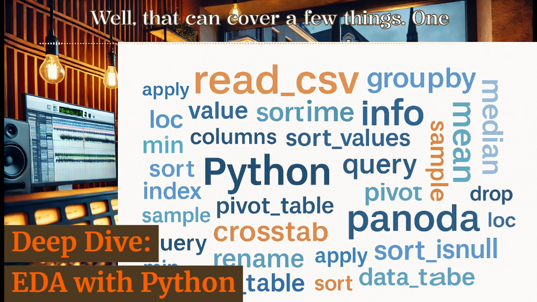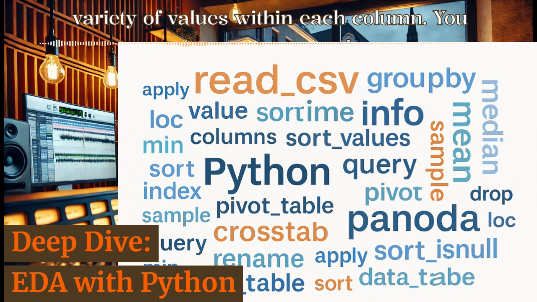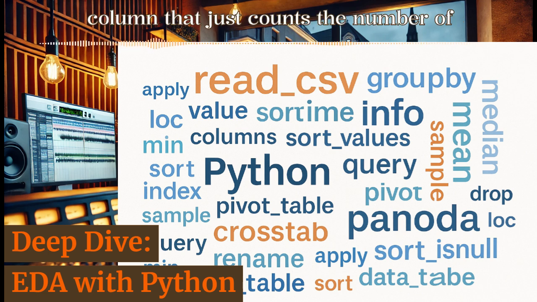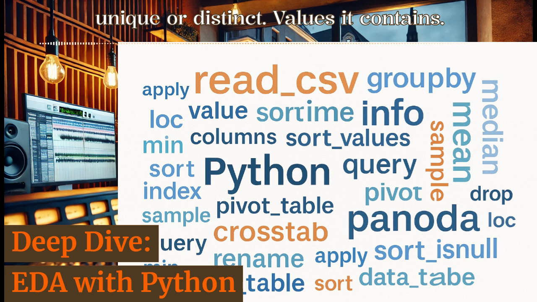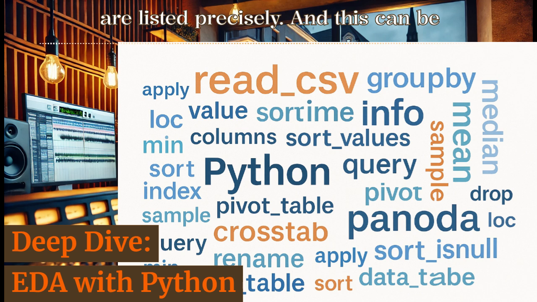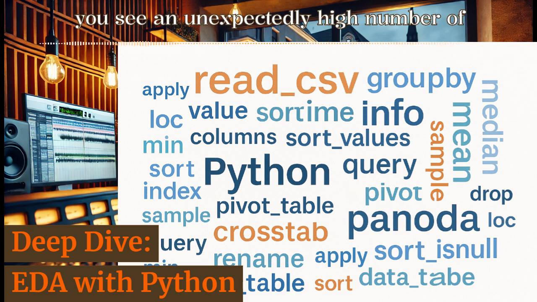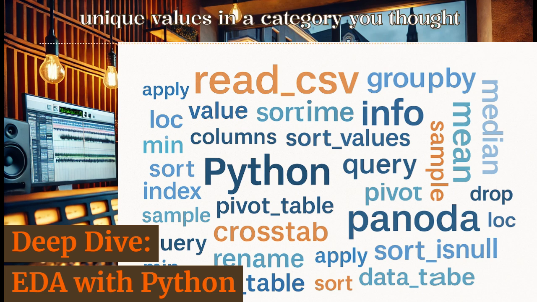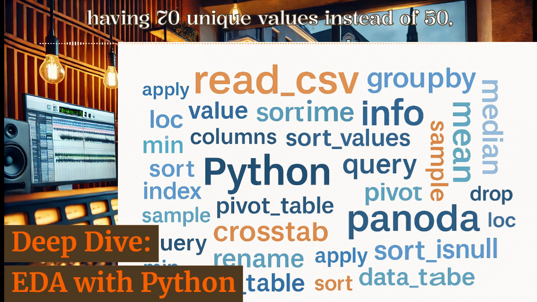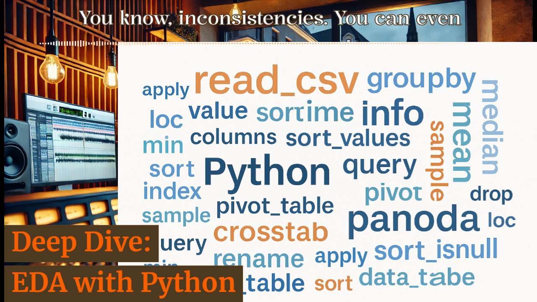Well, that can cover a few things. One important aspect is understanding the variety of values within each column. You can use the nunique method on a specific column. That just counts the number of unique or distinct values it contains. So, like, if you had a country column, it tells you how many different countries are listed. Precisely. And this can be super useful for categorical columns. If you see an unexpectedly high number of unique values in a category you thought should be pretty standard. Like state having 70 unique values instead of 50. Exactly. That might point to typos or different ways of writing the same thing, inconsistencies.